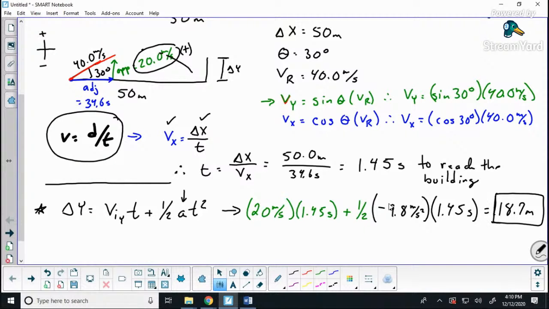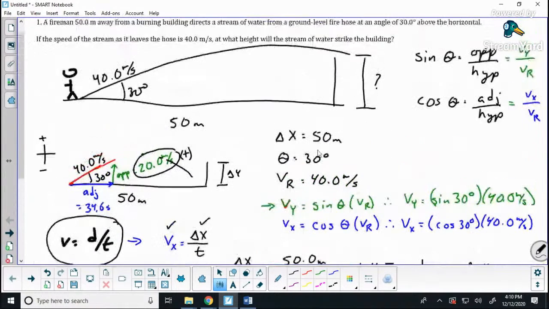So what that tells me, back up at my crude drawing, is that this water is going to leave that fire hose, travel the 50 meters in a time period of 1.45 seconds, and it's going to strike that building at that height of 18.7 meters from the ground. And that's what the question was initially asking.